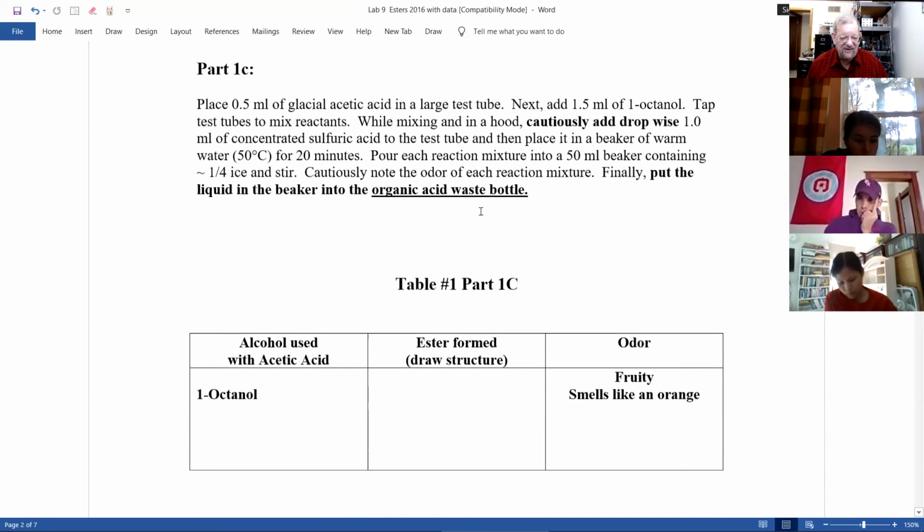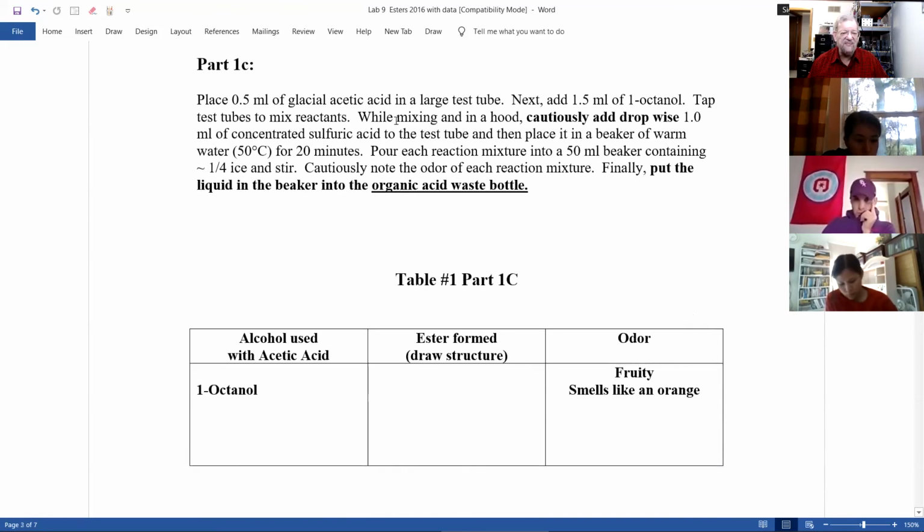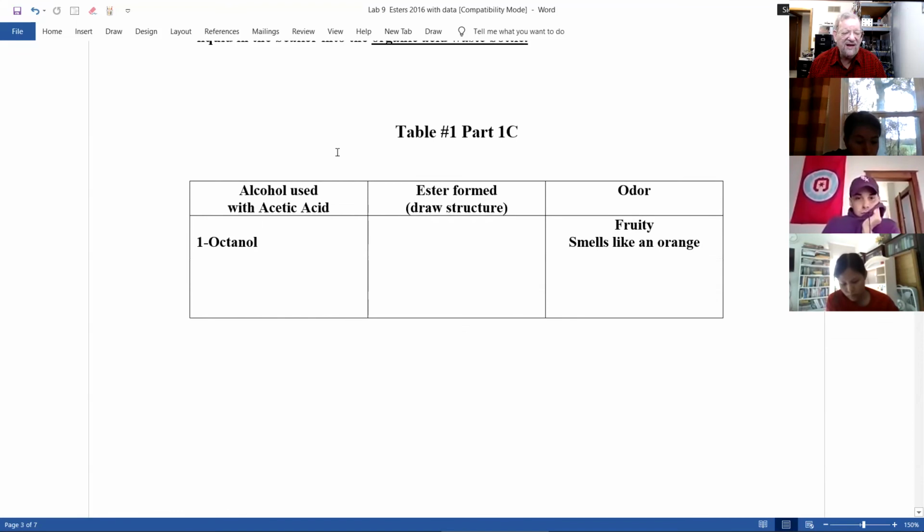And in part C, the last one, you'll do the same thing. Here again, you'll put glacial acetic acid. Glacial is the word meaning pure acetic acid. And then you'll add 1.5 milliliters of 1-octanol, the alcohol. You'll mix it, then add the sulfuric acid, heat it longer, and pour it into a beaker and smell it. And it has this fruity smell, that ester. And this is one of the key esters in oranges.